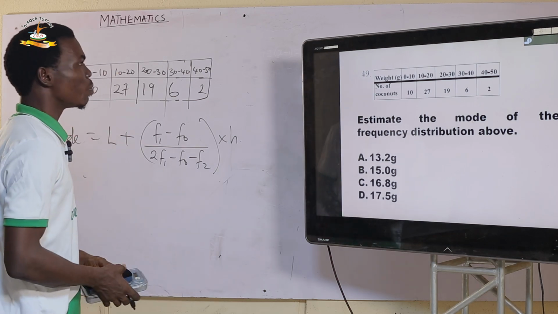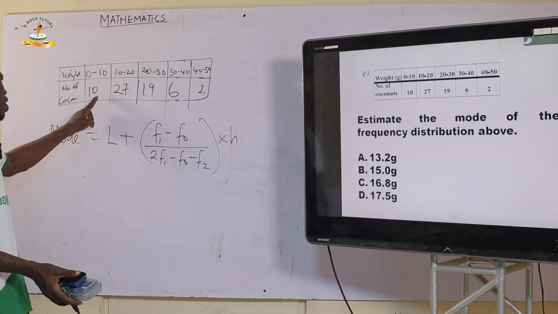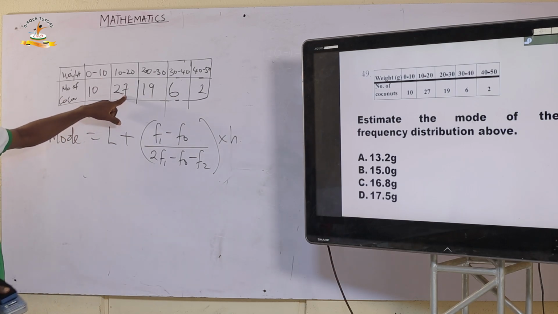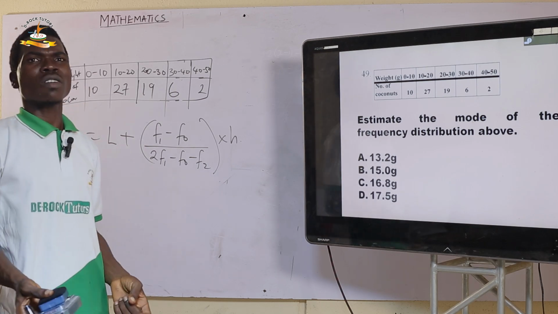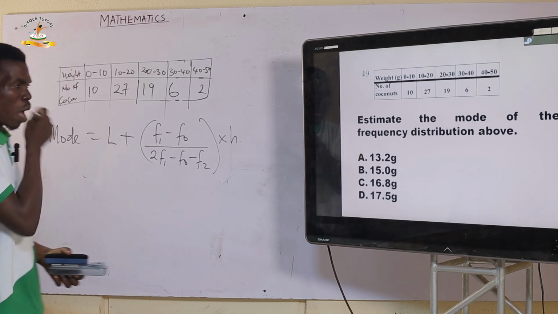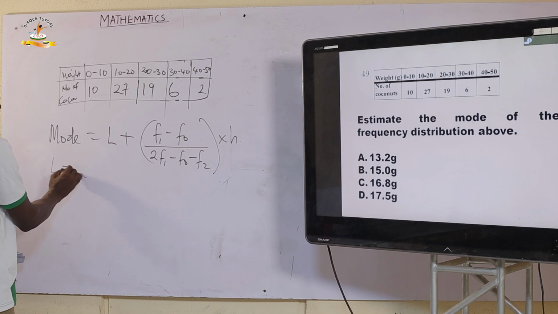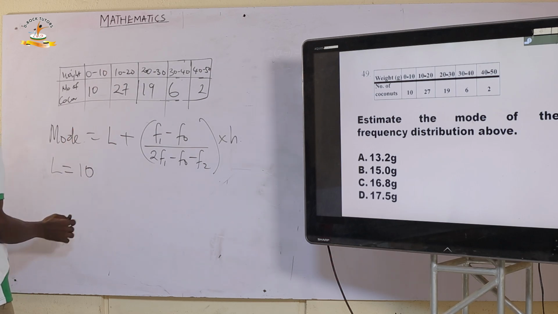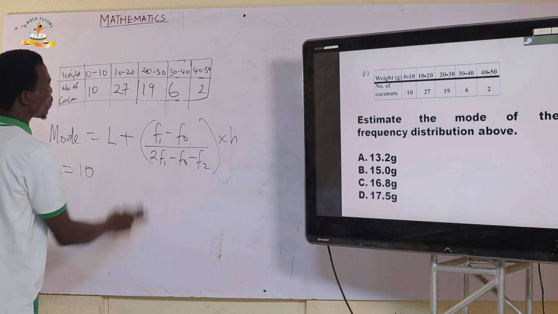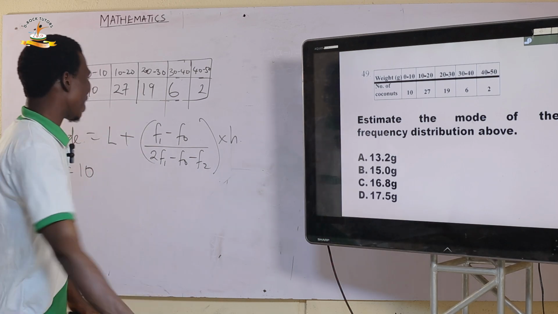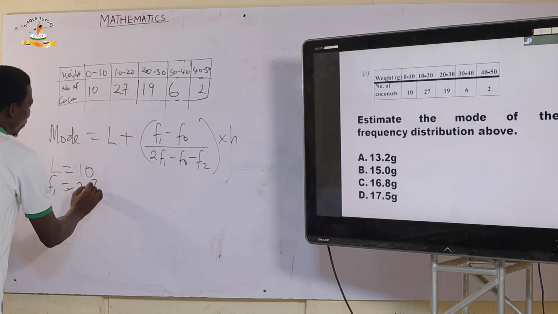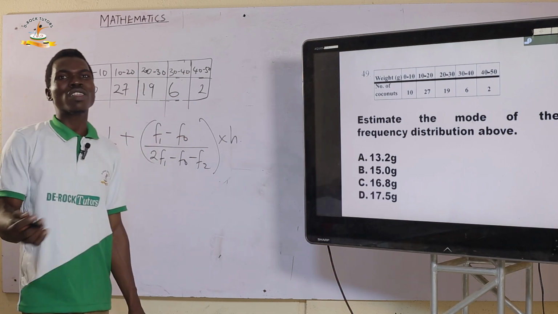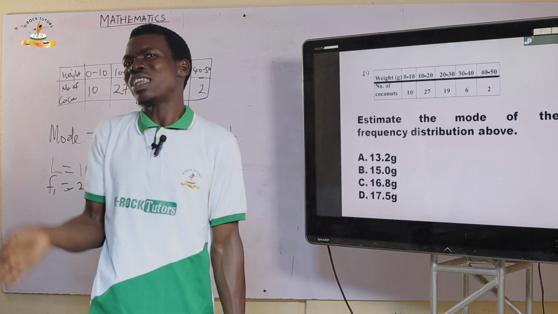So what is the modal group? Is the group that has the highest frequency, and obviously the highest frequency is 27, and the modal group becomes 10 to 20. What is the lower boundary of that group? The lower boundary of that group, L, is going to be 10. Which means we're going to write 10 for L. So then what is the frequency? F1 is the frequency of the modal class. So we write F1, which you know is 27. And F0 is just the frequency of the class before the modal class.